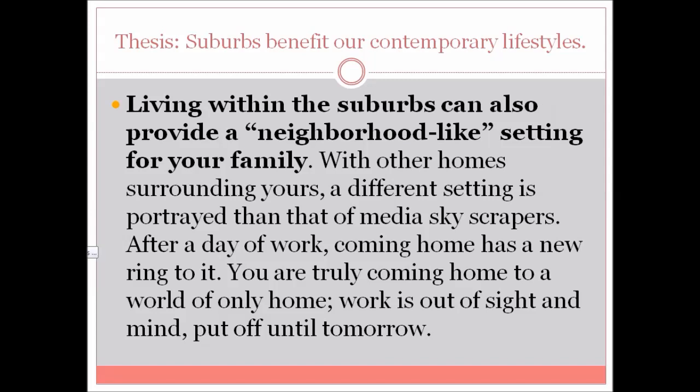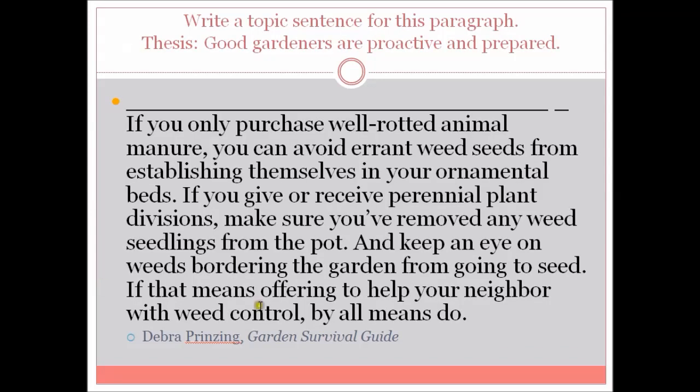All right, time for another activity. Here I'm going to give you a paragraph. This comes back from that garden survival guide. And I'm going to give you the thesis, and you have to come up with a topic sentence. So you're going to pause the video in just a second, and you're going to write down a sentence that summarizes the main idea here and somehow links to the thesis about gardeners being proactive and prepared. And you can skip the part about transition because obviously you don't know what you're transitioning from. So see if you can write a topic sentence that will accomplish 2 of the 3 things that a topic sentence should.